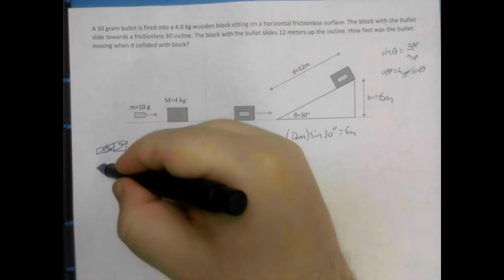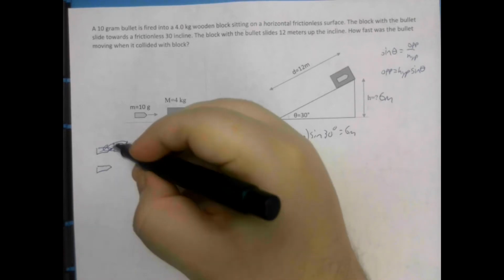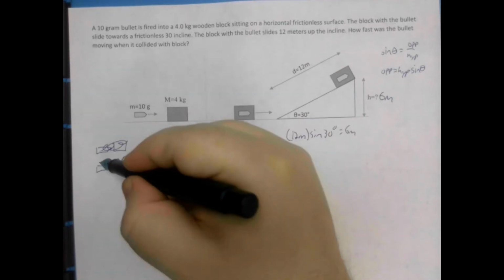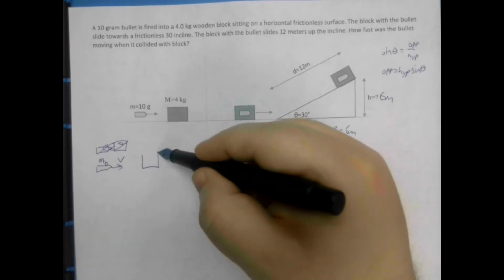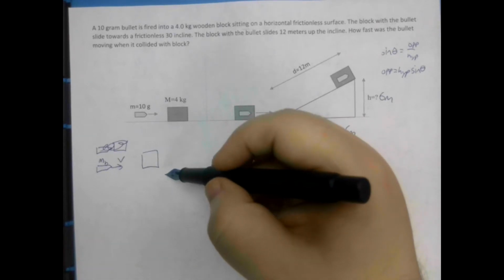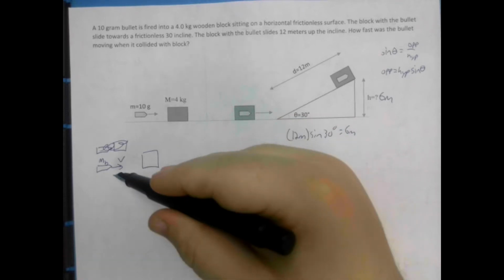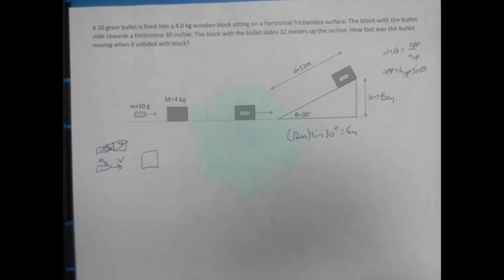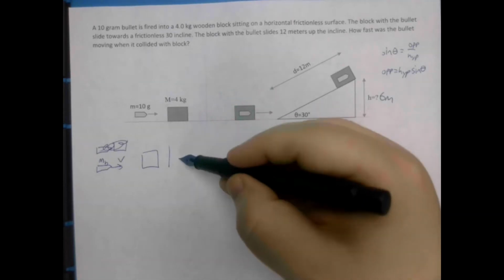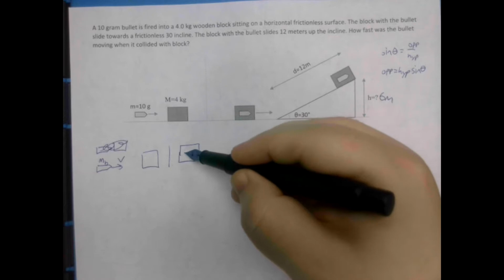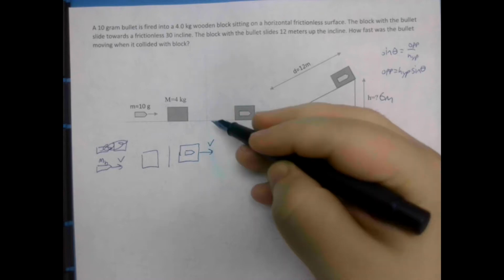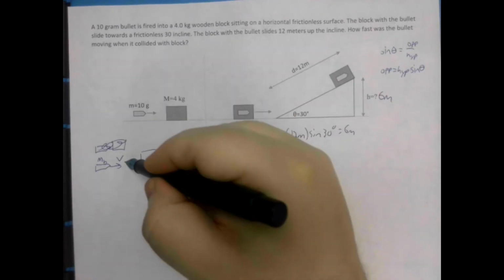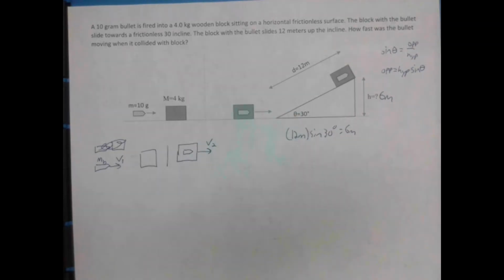So let me draw this out. We have a bullet moving at some velocity v. It has a mass mb, and it's hitting a block that isn't moving, so no momentum here. The only momentum is in the bullet. After they collide, they stick together and move at some new velocity. I'll call it v2, and I'll call this v1.